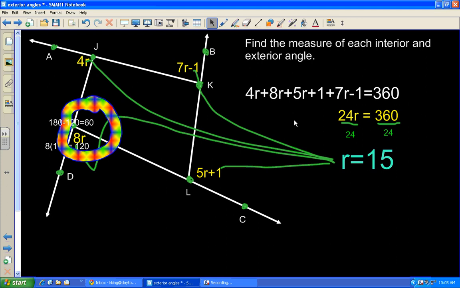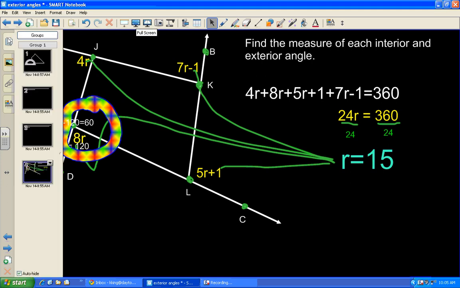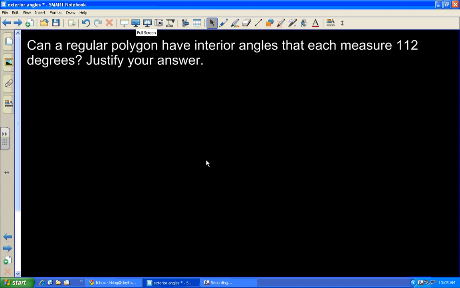You would do that for every pair. I'm not going to waste all your time tonight in showing you that. You just plug 15 in to get the exterior. You subtract from 180 to get your interior, okay? So that is one kind of problem you're going to be facing. Another kind of problem, and the next two are kind of similar.